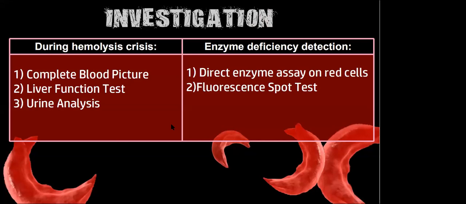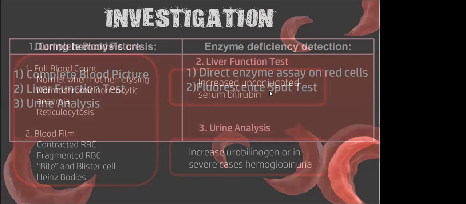For investigations, we might order tests during the hemolytic crisis or to detect the enzyme deficiency. During the hemolytic crisis, we order a complete blood picture, liver function test, and also urine analysis. For enzyme deficiency detection, we order a direct enzyme assay on the red blood cells and also a fluorescent spot test.